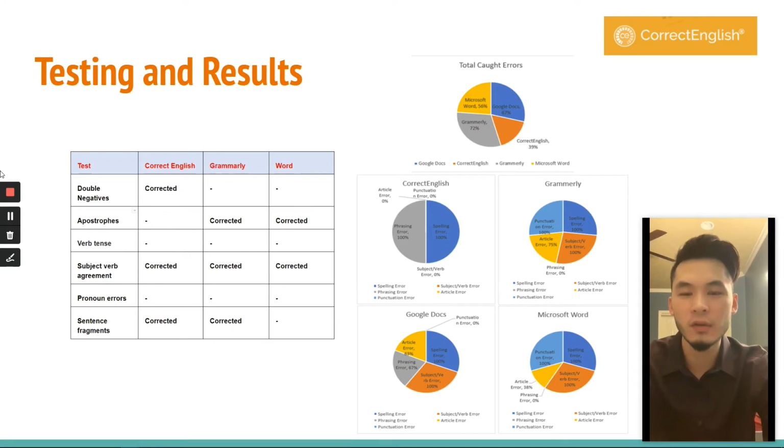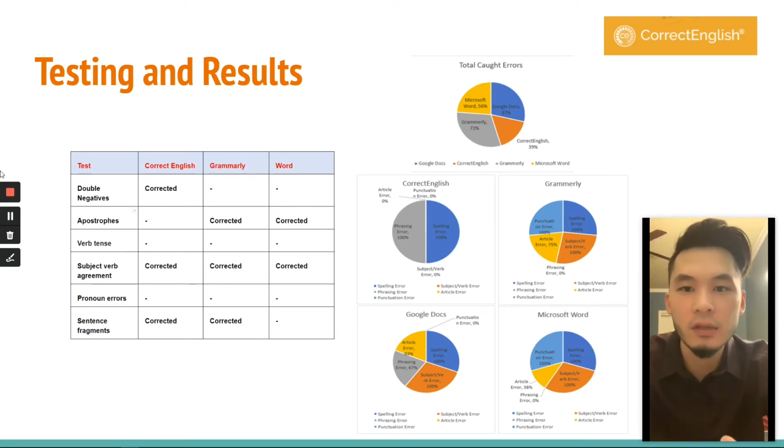The pie chart is sort of self-explanatory, but as you can see, Correct English was able to capture mainly spelling and phrasing errors, while Google Docs, Microsoft Word, and Grammarly were able to capture 4 out of 5 areas. These were my testing results. I will now pass it on to Alice.